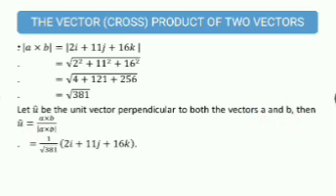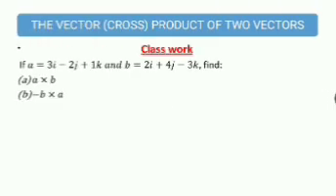If this one is clear, I would like you to practice this one. If A is equal to this and B is equal to this, find A cross B, then find minus B cross A, then compare your answers.